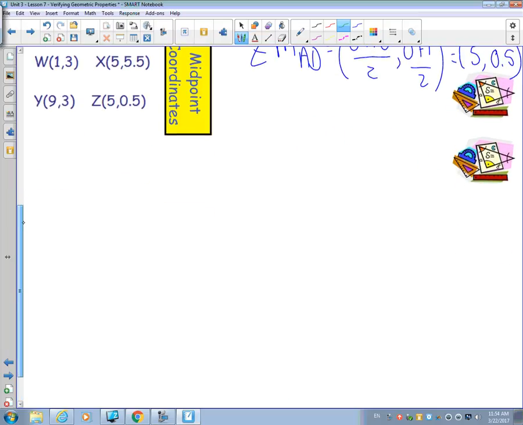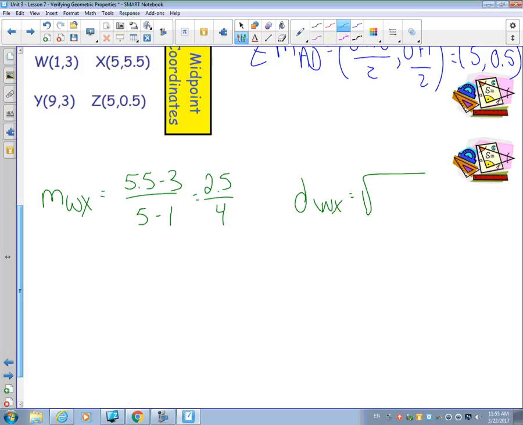I need the slope from W to X. Oops, not S. Try again. M from W to X. So Y2 minus Y1 over X2 minus X1 gives me 2.5 over 4. Can't simplify it. But let's find my distance. W to X. The square root of 4 squared plus 2.5 squared comes out to 22.25.